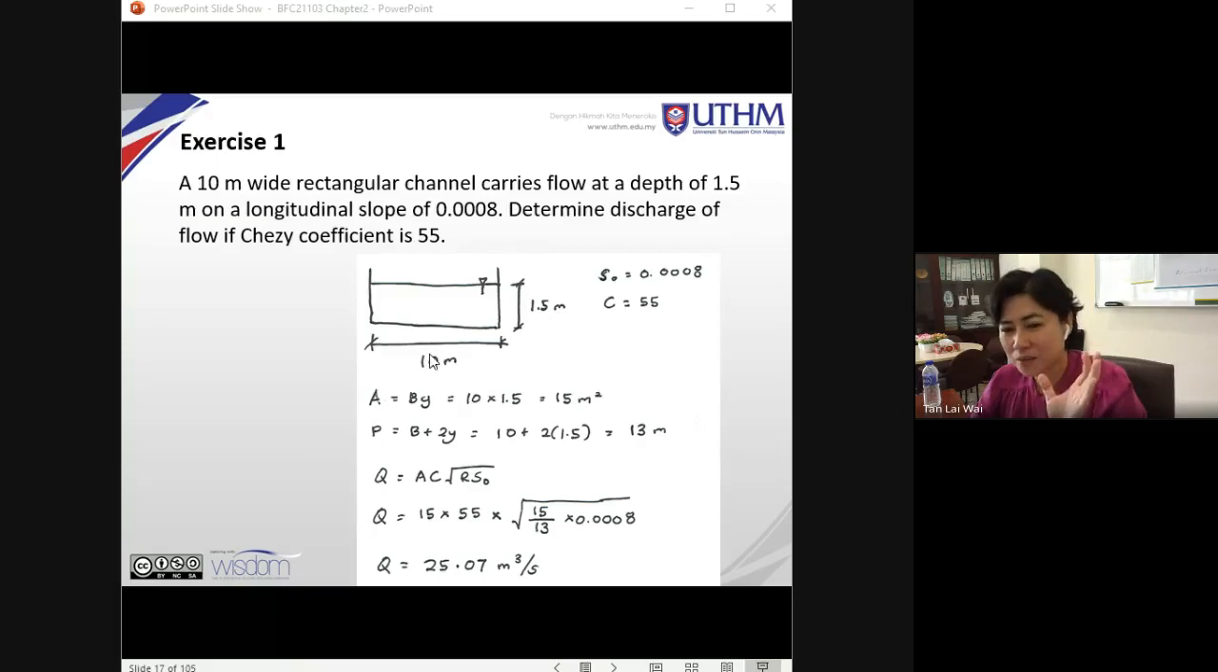Okay, so the same thing, this is just an additional exercise for you. You find the cross-sectional flow area, you find the wetted perimeter, then you can get your rate of flow, which is the discharge. Substitute all the known values, you should be able to get this. You have all these exercises, you have to cover up the answer or solution, you need to do it yourself. However, I'm going to share all these solutions with you at the end of the chapter.